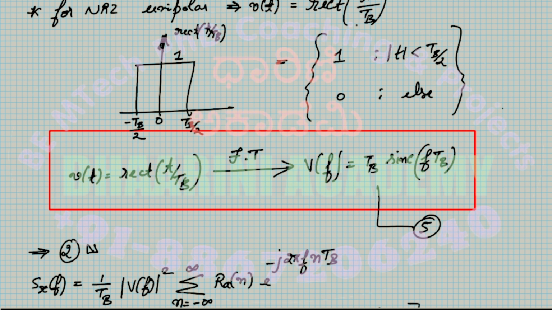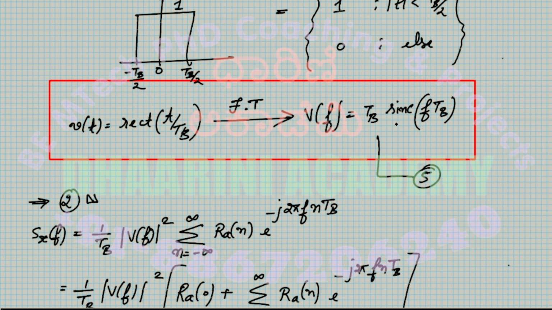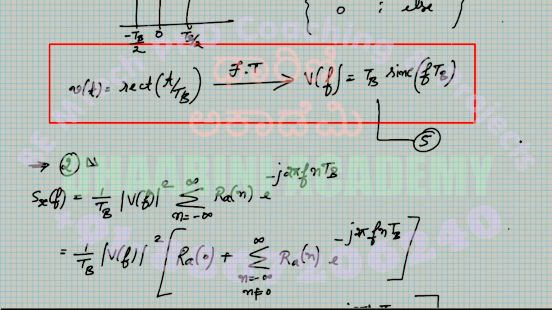That is minus TB by 2 to plus TB by 2. Otherwise, this is equal to 0. Okay, this is one of the very standard functions, and because of that, we know its Fourier representation. Also, we are taking this directly from signals and systems.